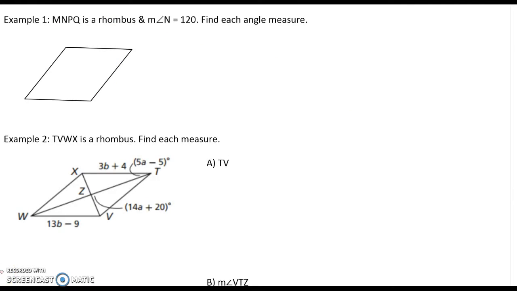All right, so let's move on to example one. Let's take a look at this rhombus MNPQ, and I realized I just forgot to write down those letters, but that's a rhombus, and the measure of angle N is 120 degrees. Let's find all the other angle measures. How do we do that?